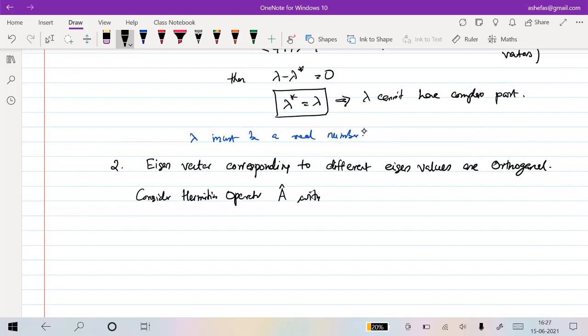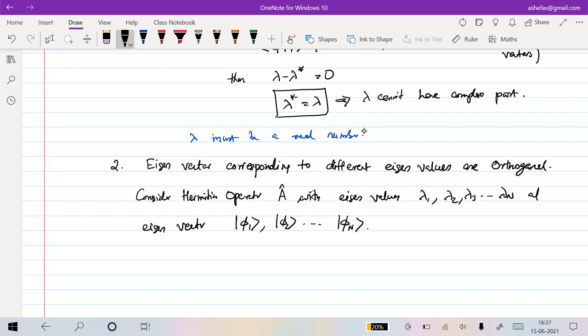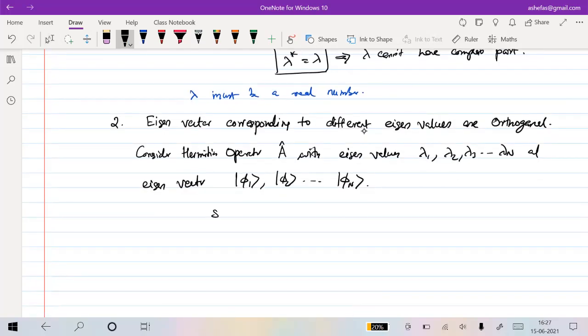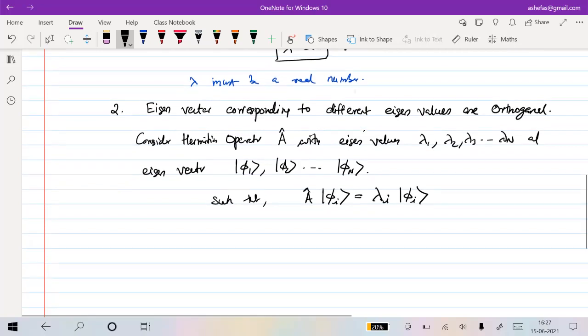With eigenvalues lambda 1, lambda 2, lambda 3, etc. up to lambda n, and eigenvectors vector phi 1, vector phi 2, etc. up to vector phi n, such that the operator A acting on the vector phi I gives lambda I times phi I.